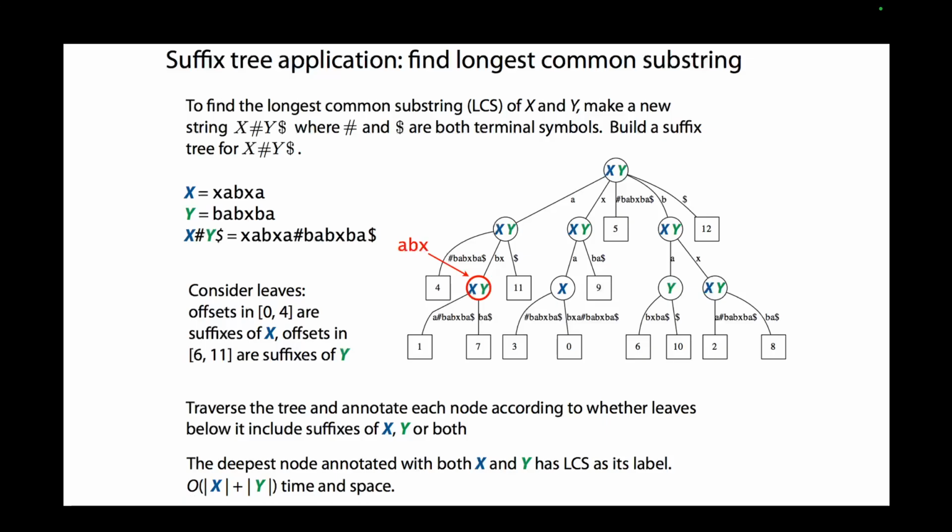And if you check for time complexity and space complexity, it will be in linear order. If the length of x is x and the length of y is y, it will be order of x plus y. So it's linear time and linear space.